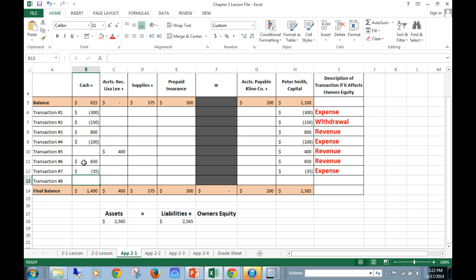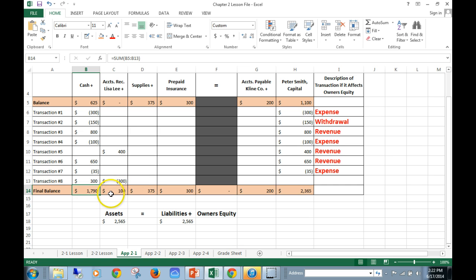Finally, transaction 8, received cash on account from Lisa Lee. We're going to add $300 to our cash account. However, Lisa Lee paid us $300 of the $400 that she owes us. So we're going to minus $300 right here. And that's still going to equal out both sides of the equation.